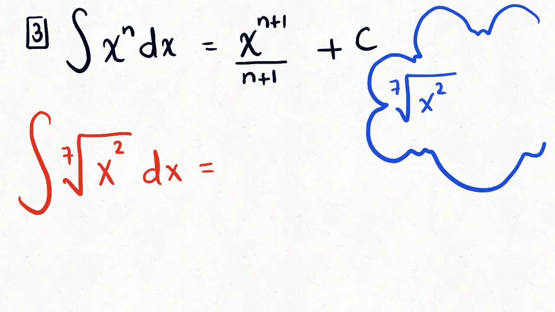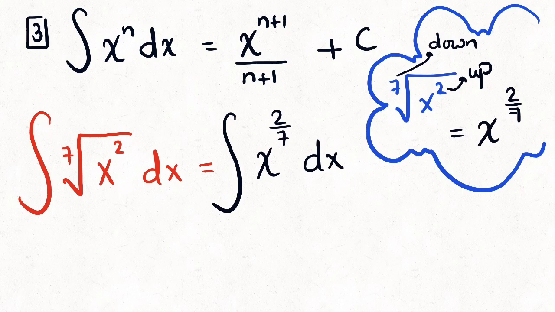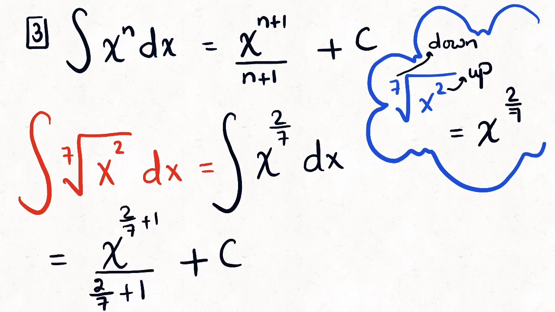Now we will go to the trick of radicals, and keep in mind the power inside is always the upper number and the number outside is the lower part. Thus basically if you see the following integral, it is x to the power 2 divided by 7, then you will apply the power rule by adding 1 and dividing by 2 over 7 plus 1, and you simplify it further.